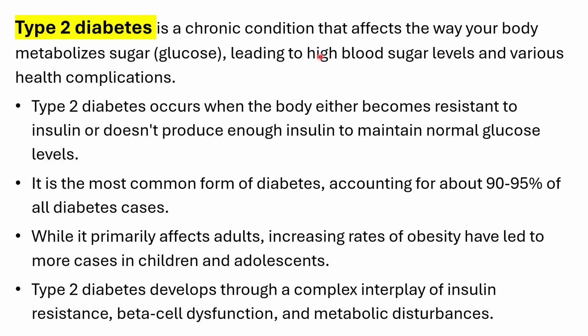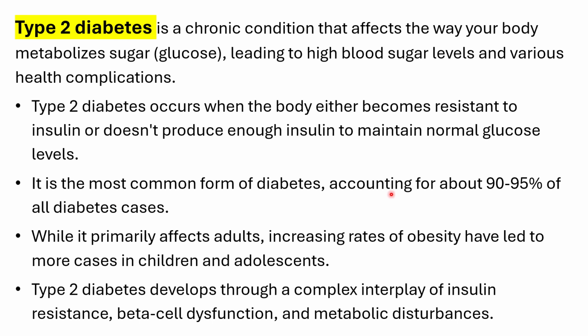Type 2 diabetes is a chronic condition that affects the way your body metabolizes sugar, leading to high blood sugar levels and various health complications. So type 2 is more related to metabolism, versus type 1, which is autoimmune, where our own body's immunity impacts the beta cells, right? Type 2 diabetes occurs when the body either becomes resistant to insulin or doesn't produce enough insulin to maintain normal glucose levels.